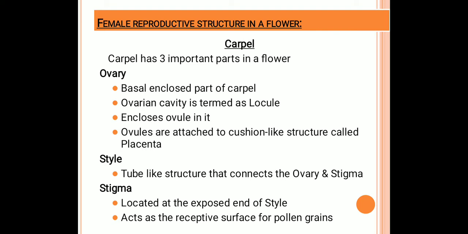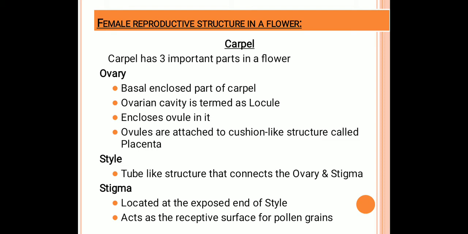Sometimes they will ask about the gynoecium or carpel or pistil. This pistil consists of three things: the ovary, style, and then stigma. So what is the ovary? First one, the ovary is the basal enclosed part of the carpel. The ovarian cavity is termed the locule. You can see the small cavity that is called the locule. It encloses the ovules in it.